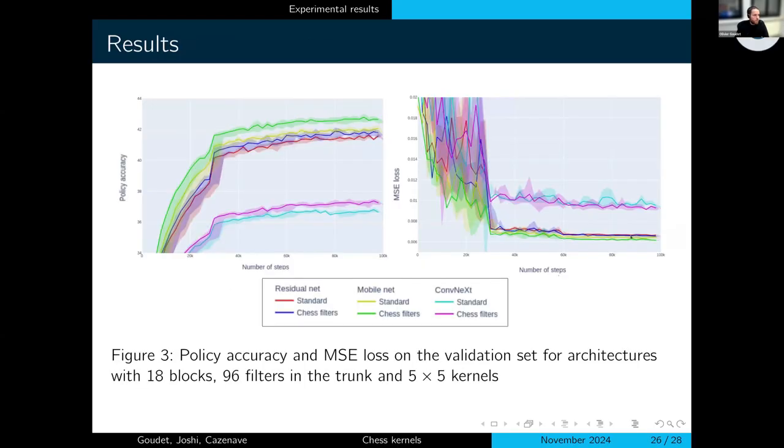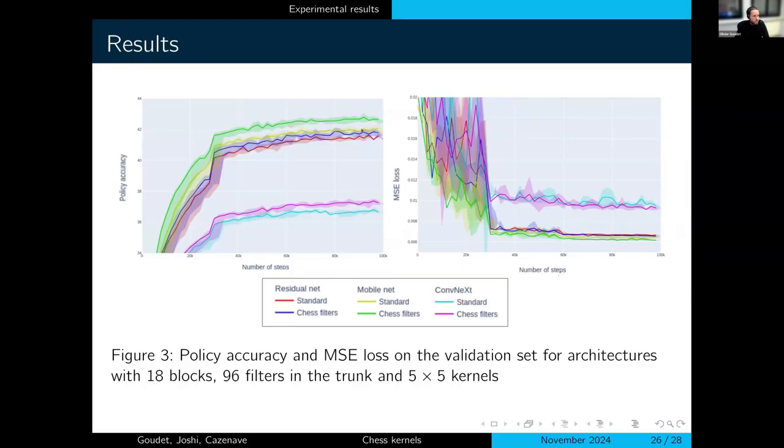So here we display the results on the validation set, after a different number of training steps. On the left, the curves correspond to policy accuracy. On the right, this is the MSE loss for the value head. We can see that the best results are obtained for MobileNets. You can see it with the green line, actually.